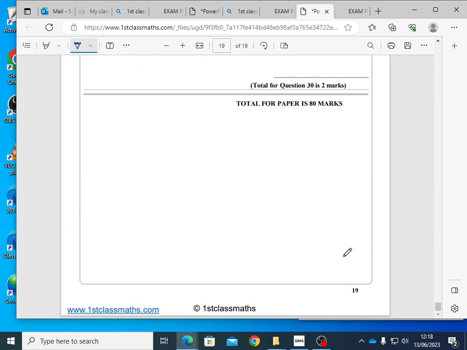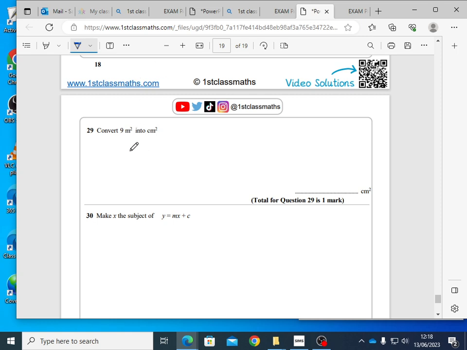Okay. Last sheet, last question. Let's have a look at this one. Convert this into centimeters squared. So first of all, remember that a meter has 100 centimeters. So a meter squared will be 100 centimeters times 100 centimeters, which equals 1 with 4 zeros, centimeters squared. So 1 meter squared equals that. Now times both by 9. Times that by 9, you get 9 with 4 zeros, centimeters squared. So that will be 90,000.